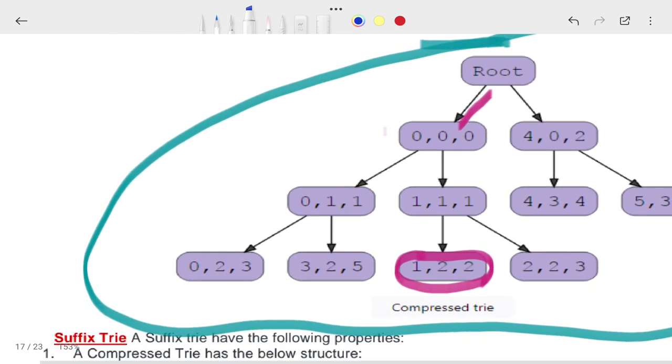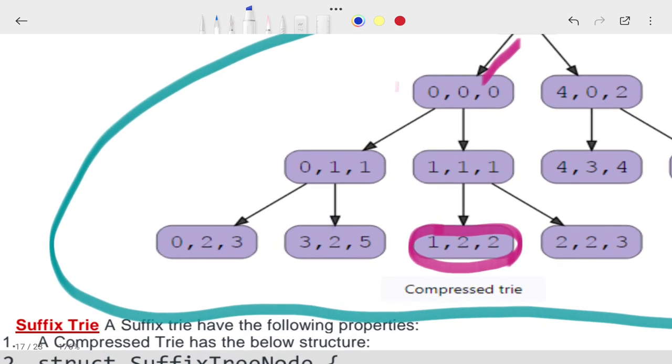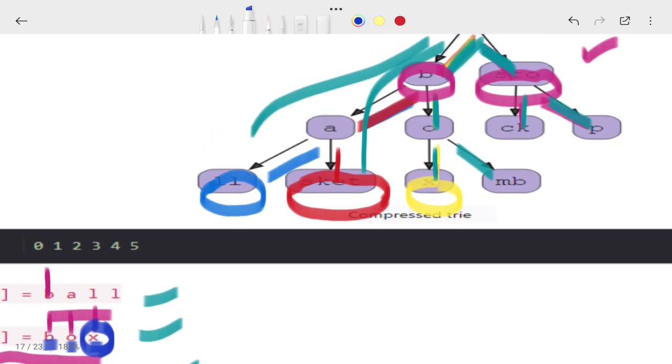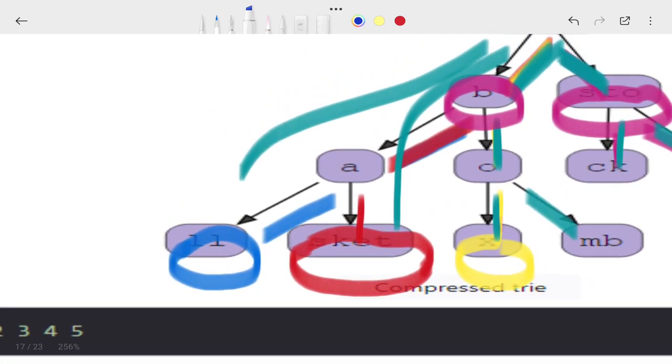If you are not able to understand, I am explaining again. 3 2 5. What is this? Now see here, 3 2 5. This is basket, the part KET.